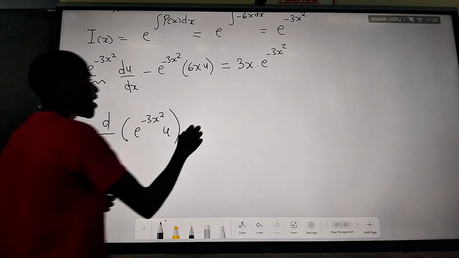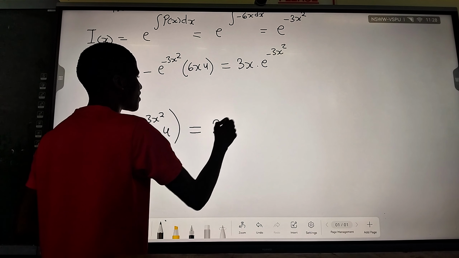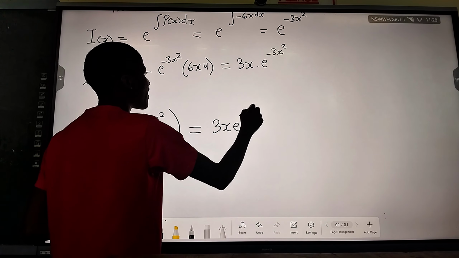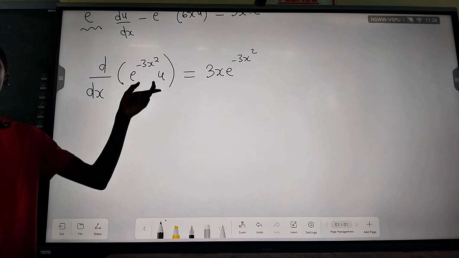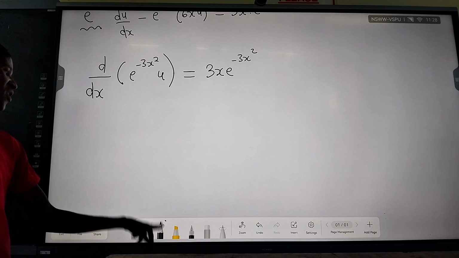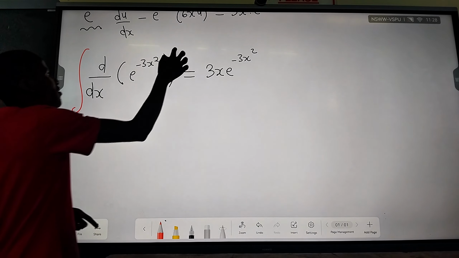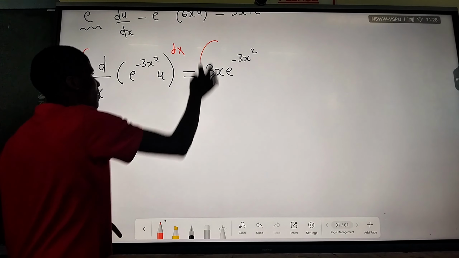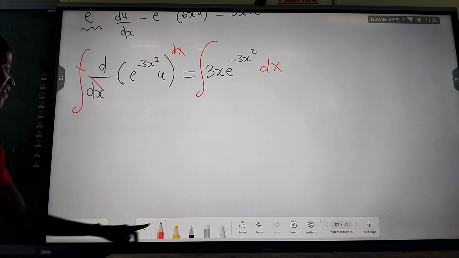So this is equal to, I can just simplify here, 3x e to the power of negative 3x squared. So now we are trying to look for u, also called the solution y. Let's solve this. How do we get u here? Integrate both sides with respect to x. We know when we integrate, the integral and the derivative cancel.